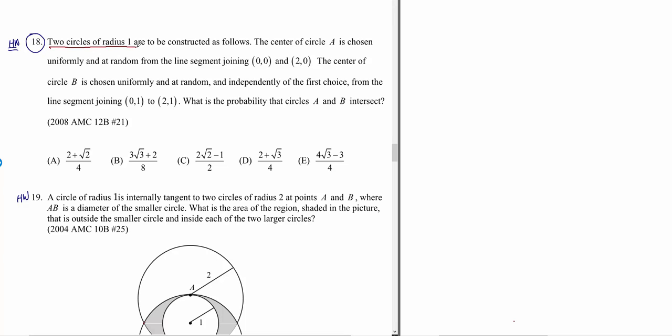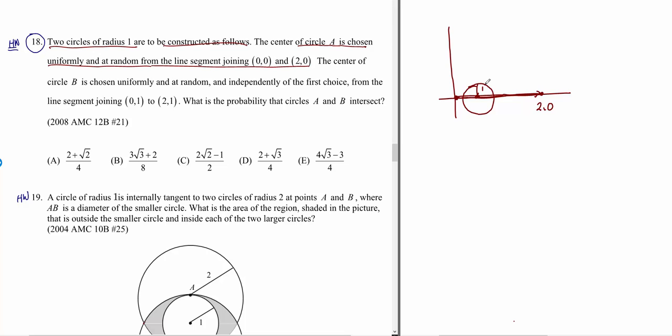Okay. Two circles, radius 1, constructed as follows. The center of circle A is chosen uniformly at random from the line segment from (0, 0) to (2, 0). So we have some line over here from 0, 0. This is 2, 0. Center A moves right on this line. The center is from here, moving up to here. The radius is 1. Something like this.